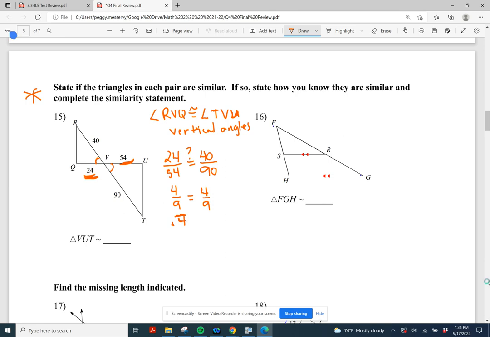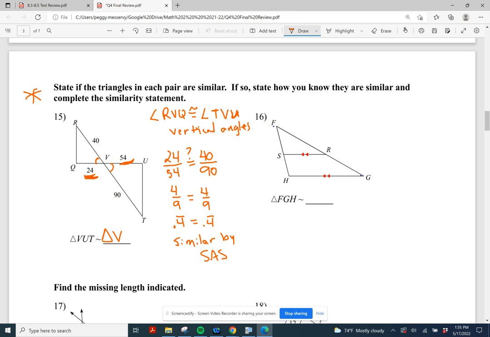If you do the decimals instead, you do 24 divided by 54, and that's a repeating 4. 40 divided by 90 is also a repeating 4. So whether you divide and use decimals or whether you reduce and compare fractions, they have to be exactly the same. But those are exactly the same. So our triangles are similar by side angle side.